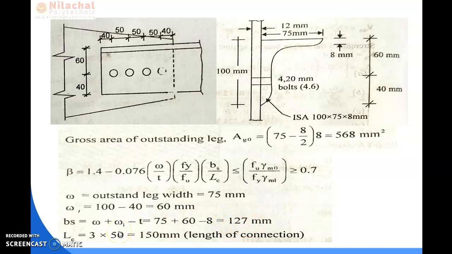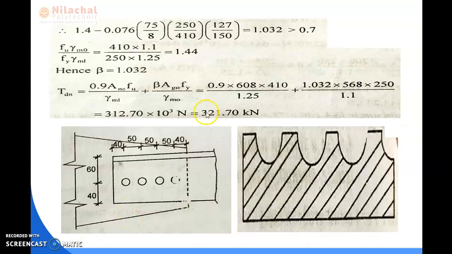So now we calculate the Lc value, which is the length of connection. That means from the first center of the bolt to the last center of the bolt. That means from here to here. So from here to here, the value of the pitch is 50, again 50, and again 50. So the total length of the connection is 50 into 3, which is 150 mm. So by putting all these values, we can calculate beta as 1.032, and it should be greater than 0.7 and less than Fu gamma m0 divided by Fy gamma m1.